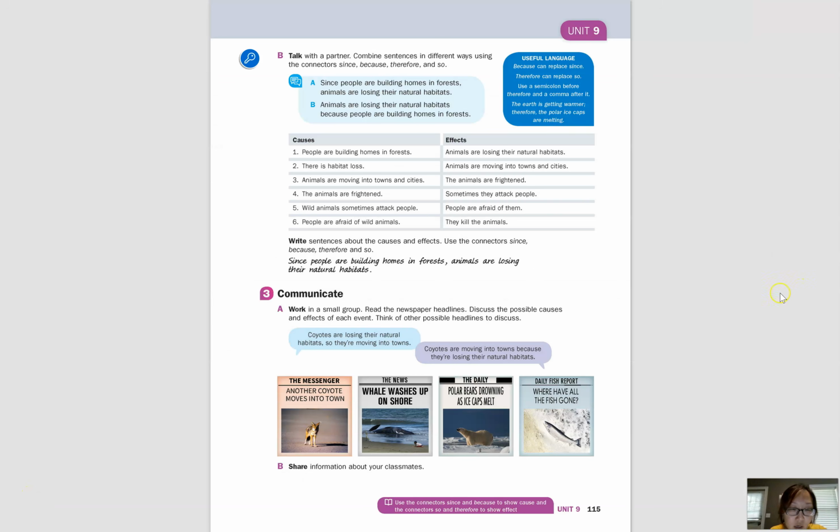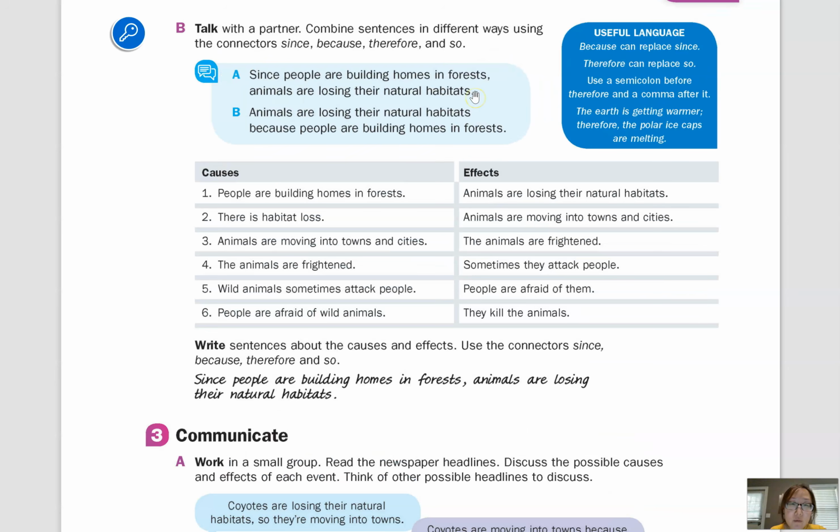So page 115 in your student's book. Let's look at exercise B. Talk with a partner. Combine sentences in different ways using the connectors since, because, therefore, and so. Now I want you to look at the useful language box, because you might have already noticed that because can replace since. Let's look here. Since people are building homes in forests, animals are losing their natural habitats. You can replace since with because. So you can say, because people are building homes in forests, animals are losing their natural habitats.